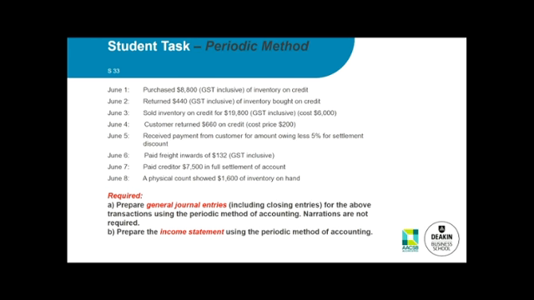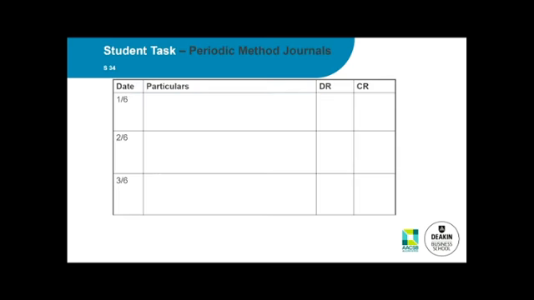Okay, let's have a look at the transactions. The first transaction: purchased $8,800 GST inclusive of inventory on credit. How do we record this transaction? Is it going to be any different from the perpetual system? Purchases, right? We're no longer recording it as inventory, we're recording it as purchases. So purchases, but the rest of it is the same: GST clearing, accounts payable, purchase on credit.